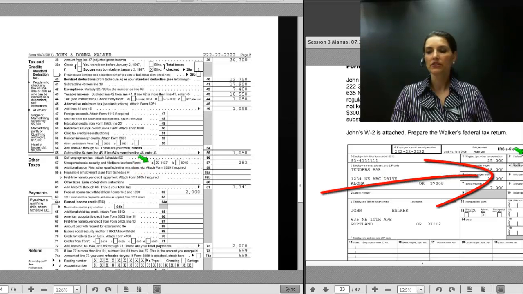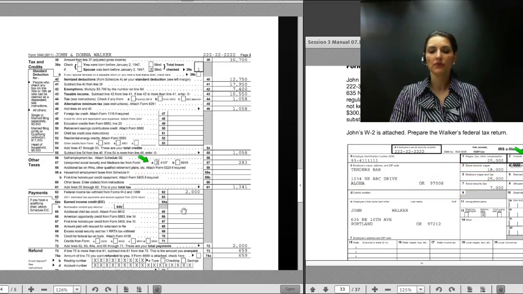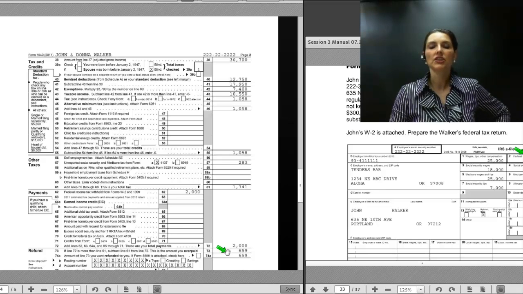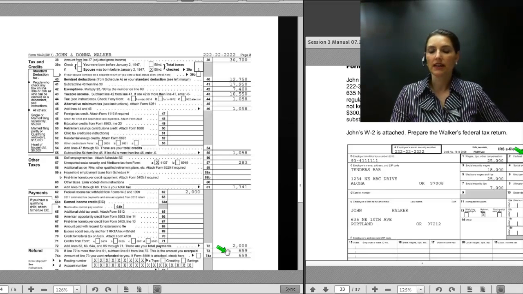The W-2 in Box 2 shows $2,000 of federal withholding. That $2,000 carries over and is entered on line 62. And then on line 72, we carry that total down. We subtract $1,341 of total tax. That's $1,058 plus $283 is $1,341. We subtract that $1,341 from $2,000, and we end up with a refund due to the Walkers in the amount of $659. So that concludes the review of the Session 3 classwork assignment.